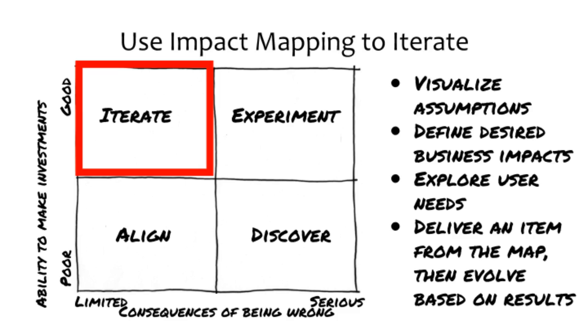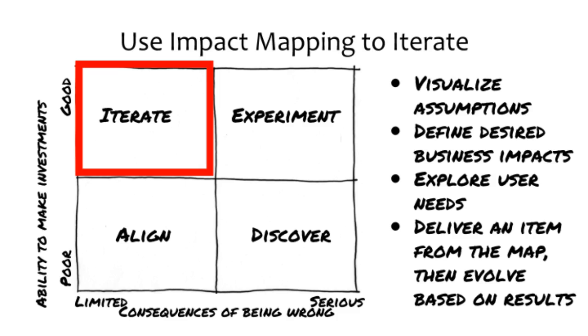An example is an initiative to change an existing internal product, where small changes can be deployed to users incrementally. In this context, your team can use impact maps to visualize assumptions, define desired business impacts, and explore user needs. Your team can use the immediate feedback from use of the solution to prove or disprove ideas quickly. You'll find yourself starting with an initial impact map, delivering an item from that map, then evolving the map based on the result, potentially delivering another deliverable from the map.